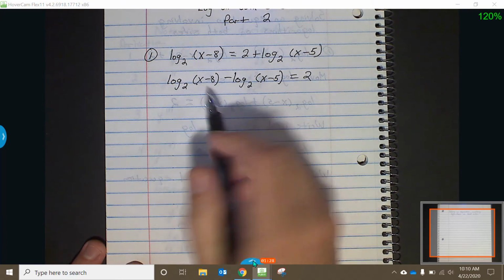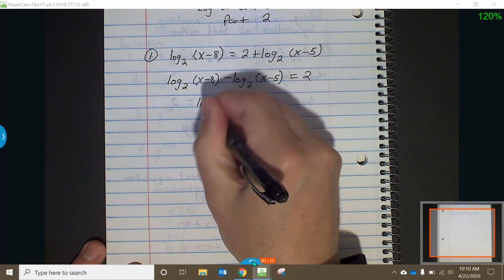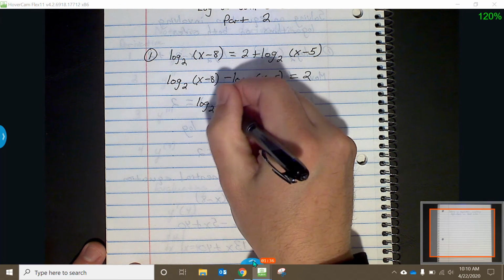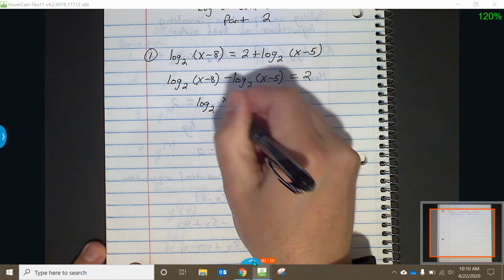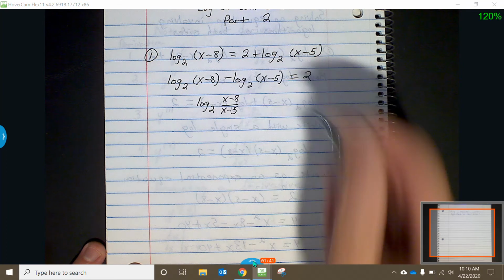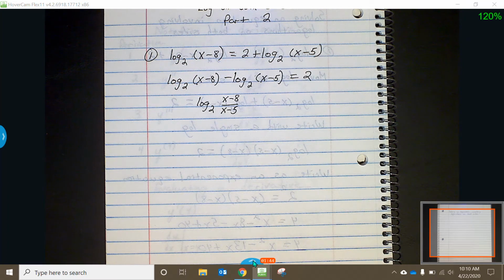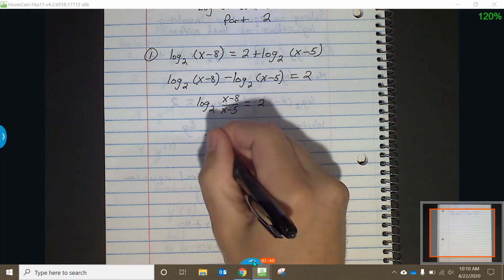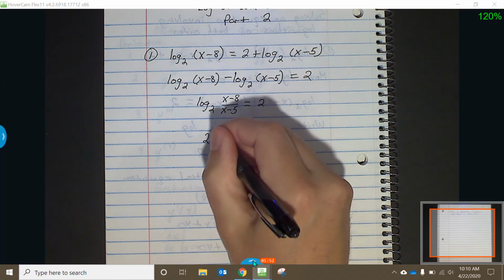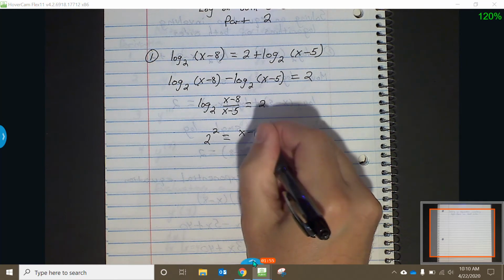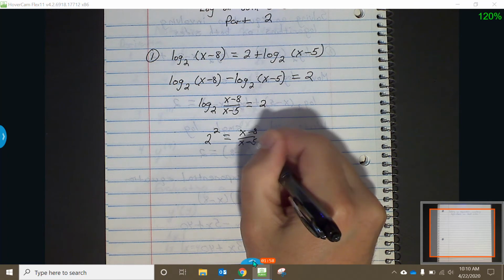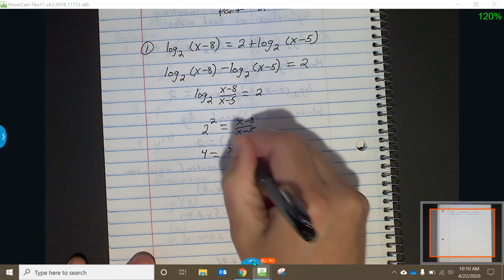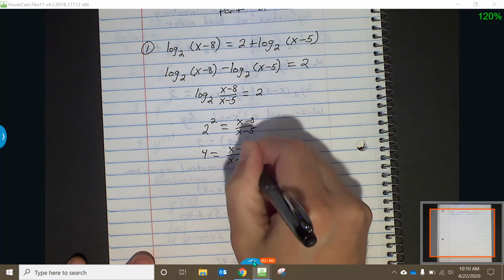And now we have to condense this as a single log. And when there's subtraction, these two pieces turn into division. So x minus 8 over x minus 5 equals 2. So now we can write 2, the base, and we just switch those two. So this one here, we get 4 equals x minus 8 over x minus 5.